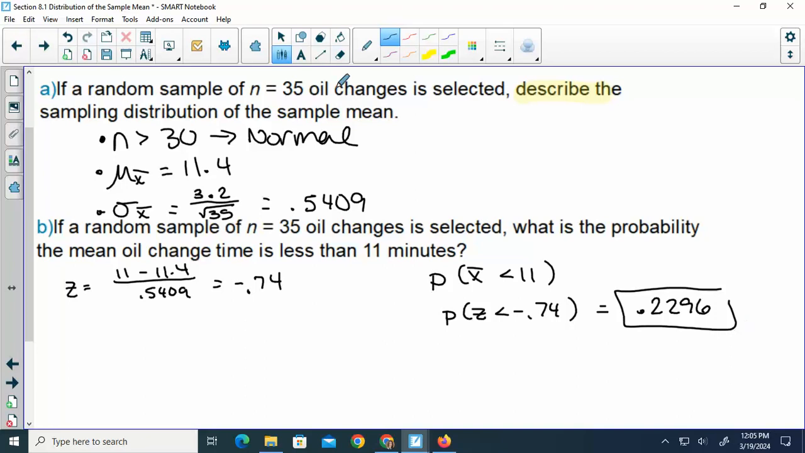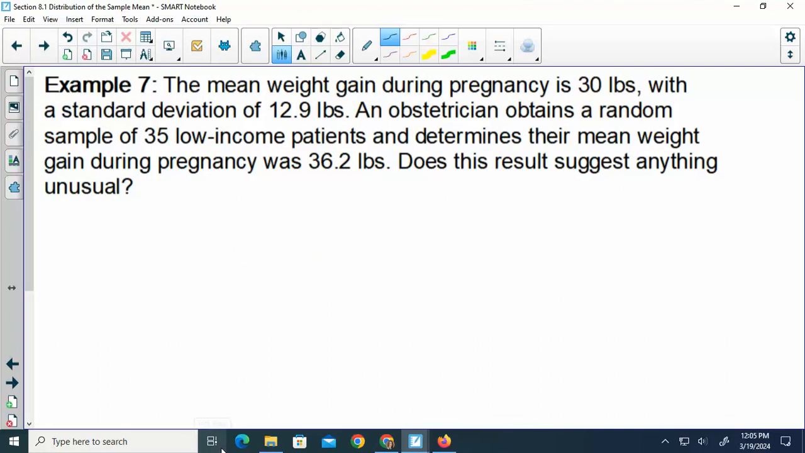All right, last one. The mean weight gain during pregnancy is 30 pounds with a standard deviation of 12.9 pounds. If we have a sample of 35 and determine the mean weight was 36.2, does this result suggest anything unusual? So, did I tell you it was normal? No. So if I don't tell you it's normal, you need to make note. N is bigger than 30, so that means it is close enough to normal.